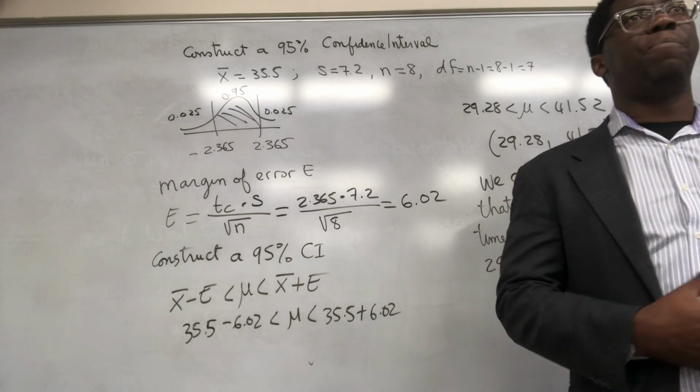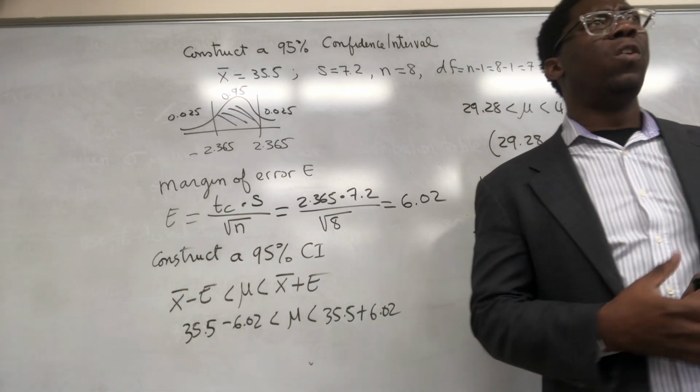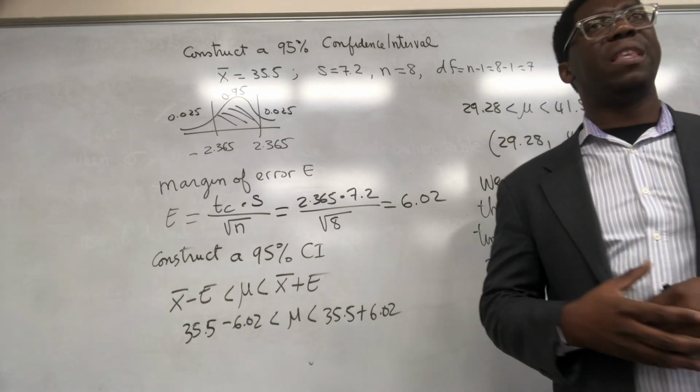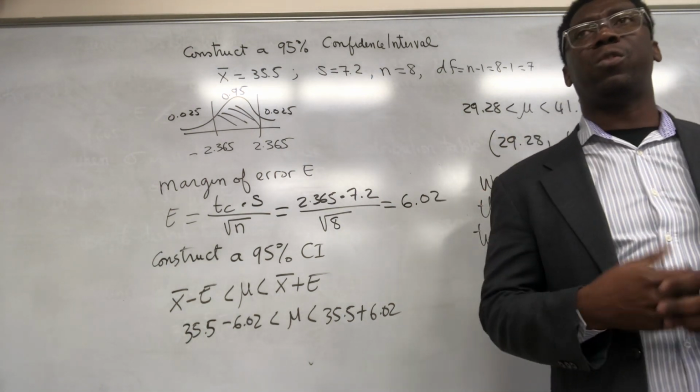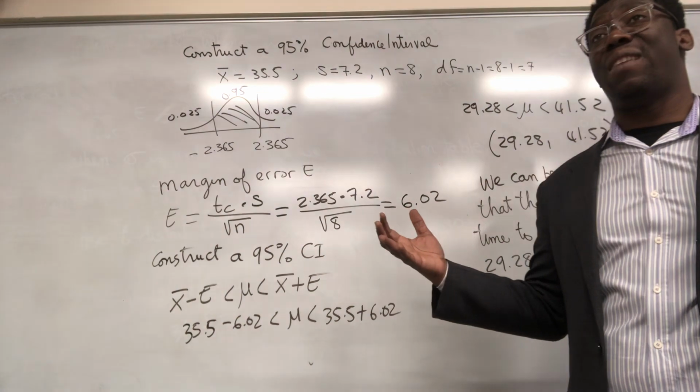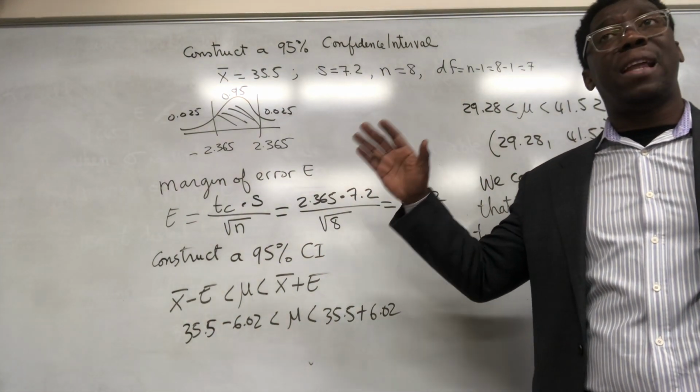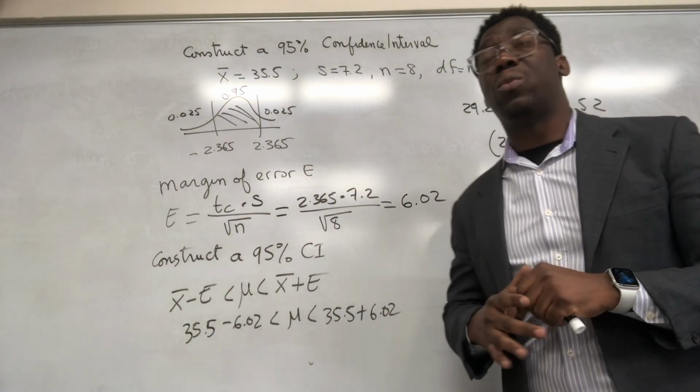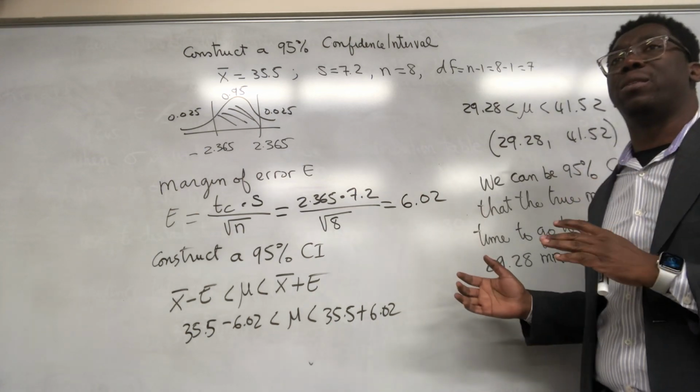Remember, the reason why we create that interval is because it is very difficult to spend time, energy, and money conducting a census. So we use samples in order to draw conclusions. So we construct that interval to say, we believe that the true mean would fall between these two numbers. So the mean for the population, all right?